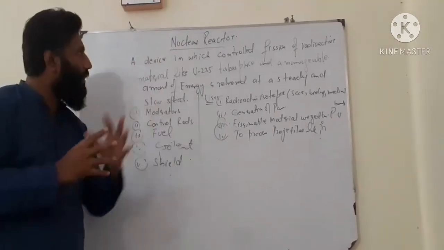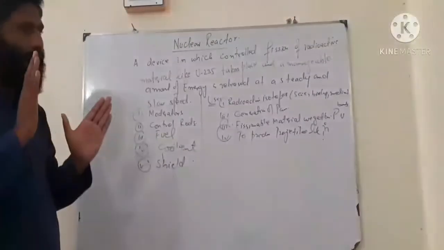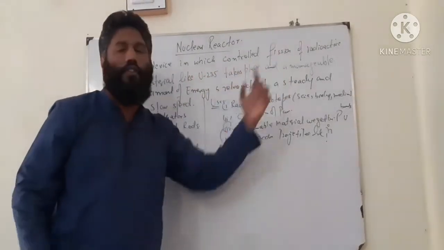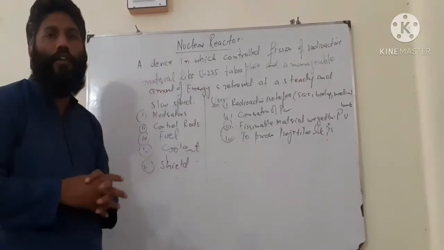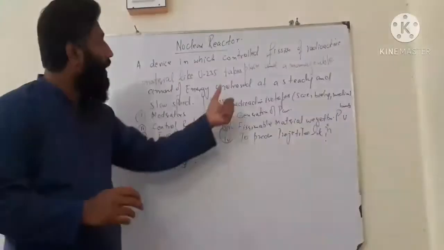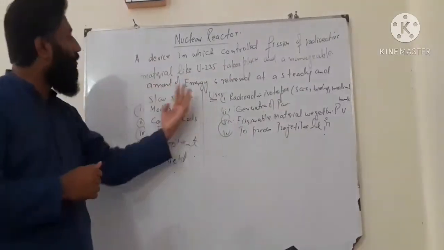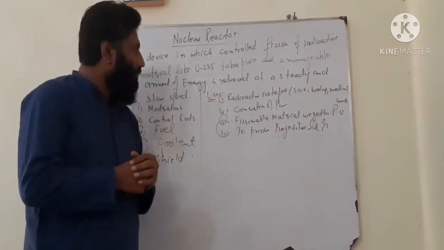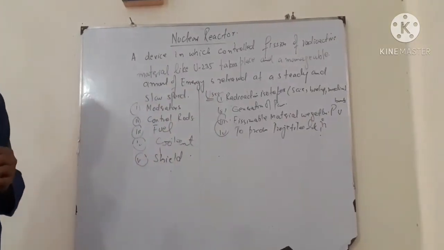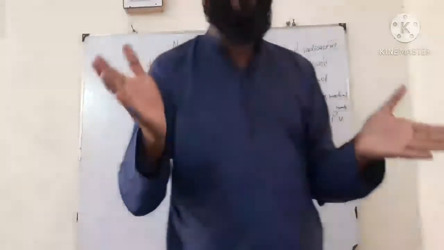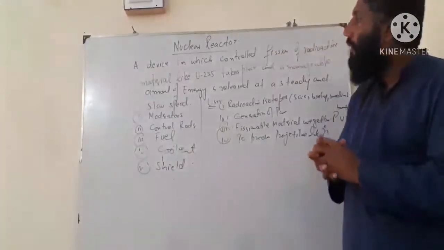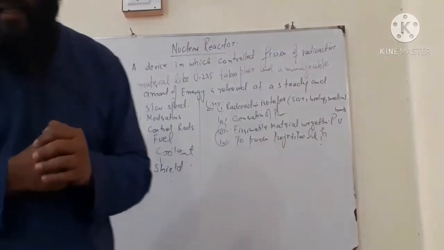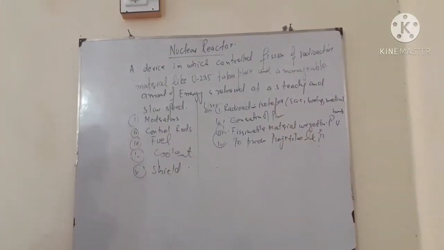Today we are going to discuss the topic of nuclear reactors. What are nuclear reactors? A device in which controlled fission of radioactive material like uranium-235 or uranium-238 takes place, and a manageable amount of energy is released at a steady and slow speed. It is called a nuclear reactor. So what is a nuclear reactor? A device, a furnace, an apparatus in which controlled fission of radioactive material takes place, and we get a manageable amount of energy, is called a nuclear reactor.